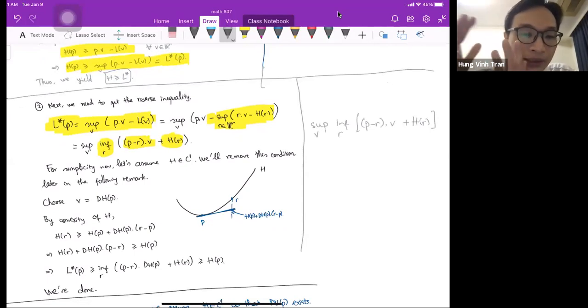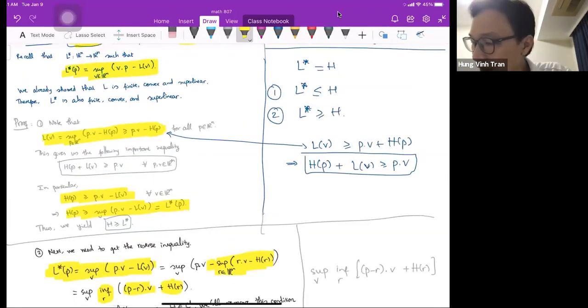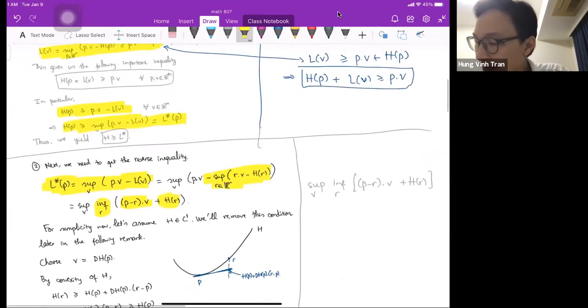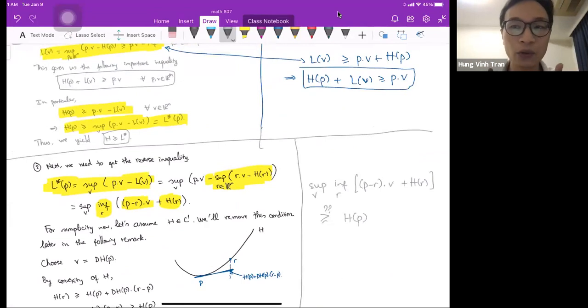Now, the next step is tricky. How do I go about it? This is what we need to prove: our goal is to show that this is greater than or equal to H of P. As I said, the Legendre transform is not natural at first hand. It's a beautiful transform, but sometimes it's mysterious. It's not very clear how to go from this sup-inf being greater than or equal to H of P.